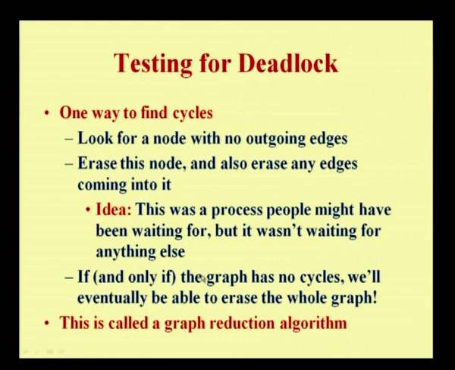If and only if the graph has no cycles, we will eventually be able to erase the whole graph. This is also called the graph reduction algorithm. What is a graph reduction algorithm? It is one applied to a graph which does not have any cycles in it. Such an algorithm, we call a graph reduction algorithm. So this is how we detect a deadlock. And now we will move on to the next phase, the strategies for handling a deadlock.